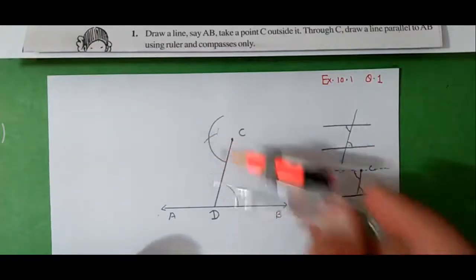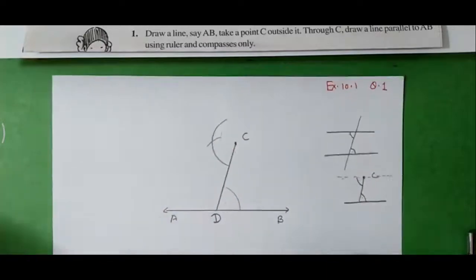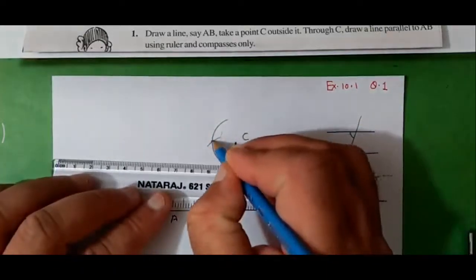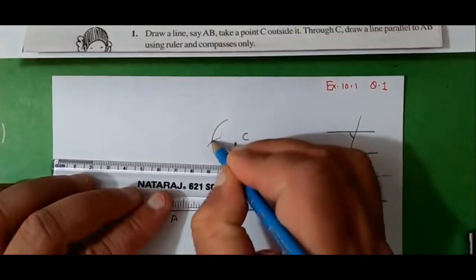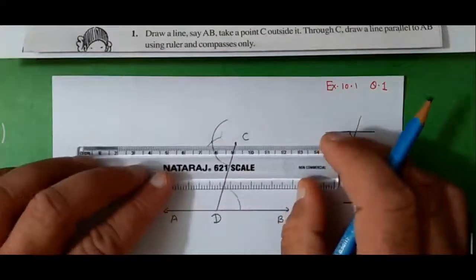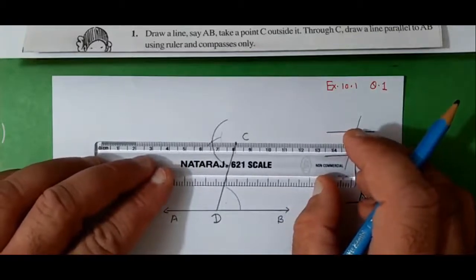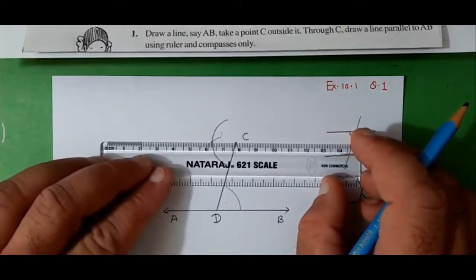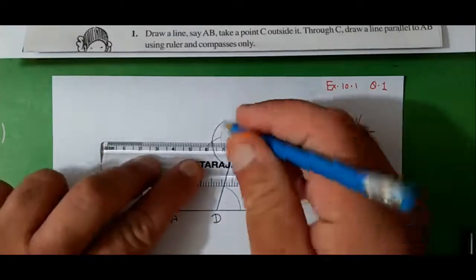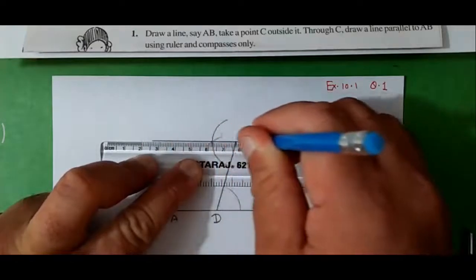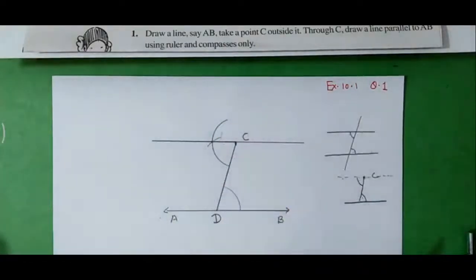Now we will draw a line. Now here you can see these two angles are showing alternate angles, and then from here now we will mark an arc. Now you can see. Now we will draw the line. This line will be parallel to AB. Yes, now we are drawing this. This line is parallel to AB.